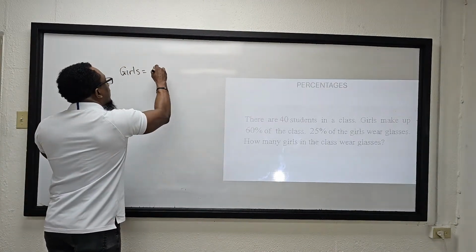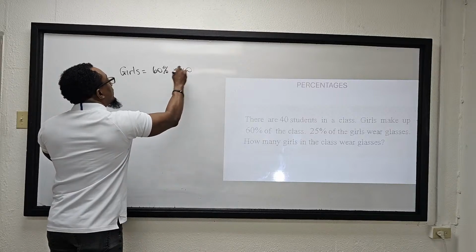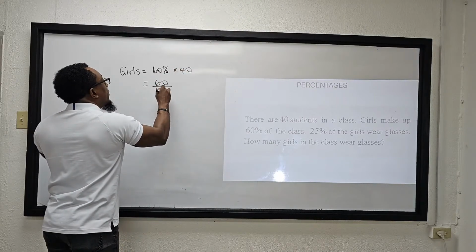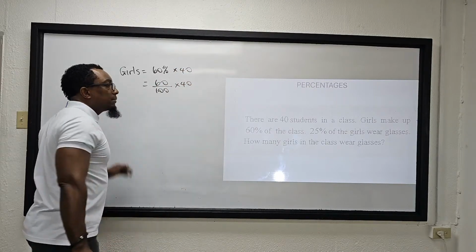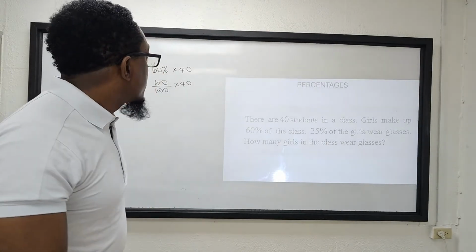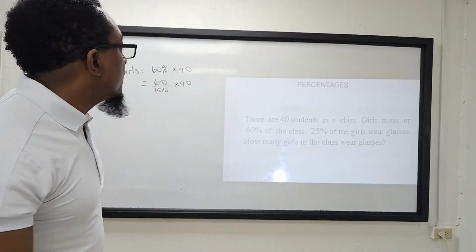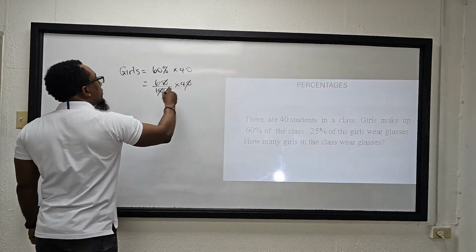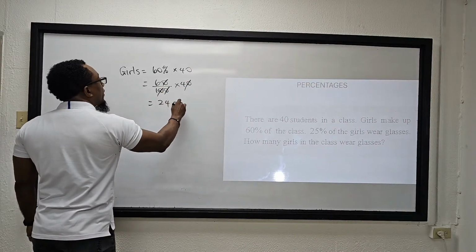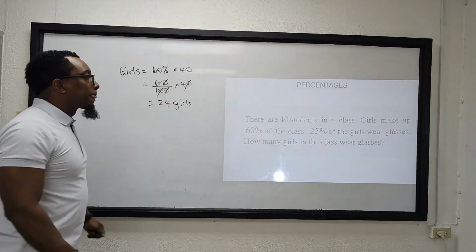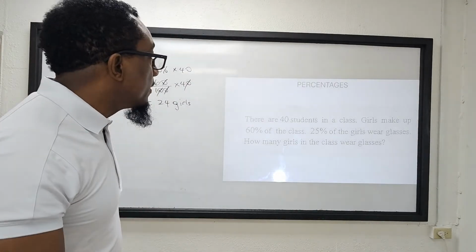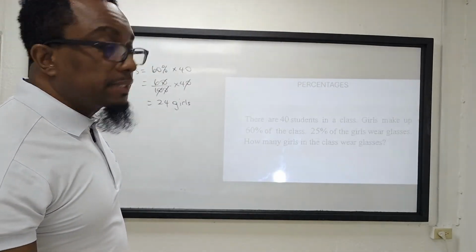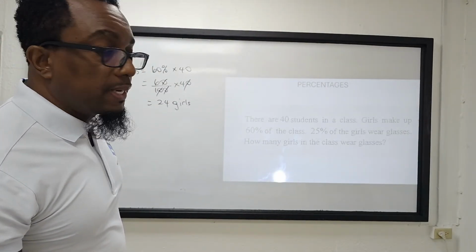60%, right? Times 40 will be 60 all over 100 times 40. So let's work out that. 60 over 100 times 40. Zero goes, zero goes. That's 24 girls. So you have 24 girls out of the 40 students, 24 girls.